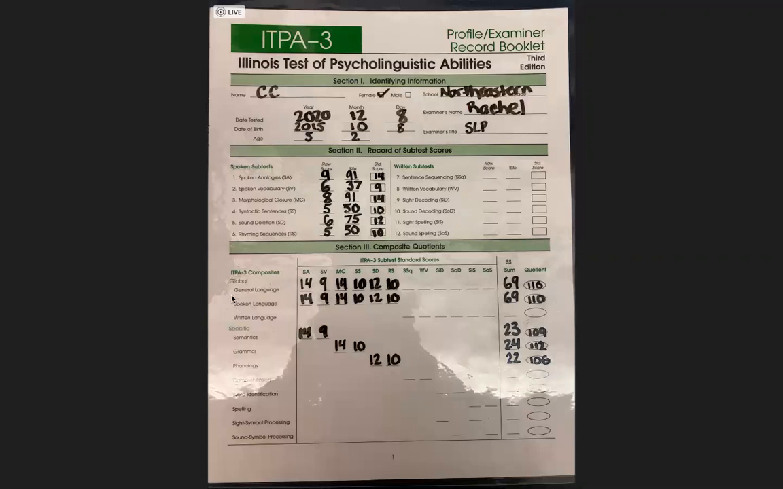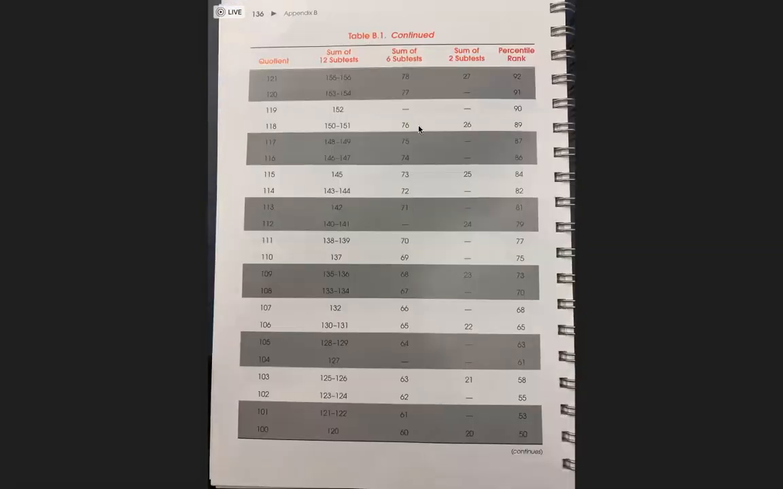And then on section 3, for general language, we would copy down the standard scores that we got for each subtest. And we would only do the first 6 because we didn't do the written subtests. We would add those numbers together to get our standard score sum on the right. We would continue this down: spoken language, nothing for written language, and then for semantics, grammar, and phonology. And then once we got all of our sums for standard scores in the back of the book, those sums were converted into the quotient on the left, which is what we wrote down.